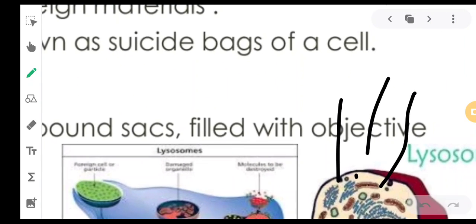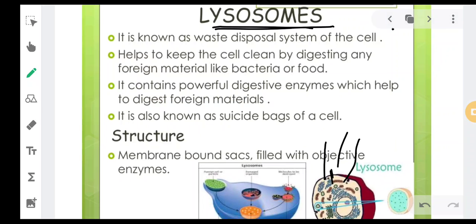So as you can see over here, the lysosome looks like this. This is the form of a lysosome. If you enlarge that lysosome, it will look like this. So what is the job of this lysosome? Just for your knowledge, I am trying to show you that you can just Google lysosome and see the structure of the lysosomes.